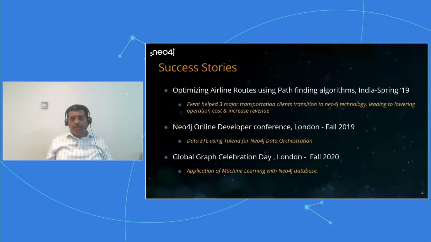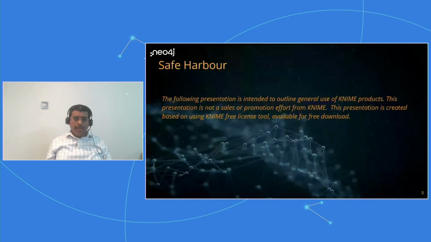This is my first session for the Neo4j conference. One of my success stories was back in spring 2019, where I presented optimizing airline routes using Neo4j pathfinding algorithms. This led to three major transportation clients who attended the session migrating from their existing legacy data store to the Neo4j graph database, and they were able to lower the operation cost and increase revenue. Apart from this presentation, I frequently visit the Neo4j community forum and answer questions, and was a two-time featured member in the Neo4j community.